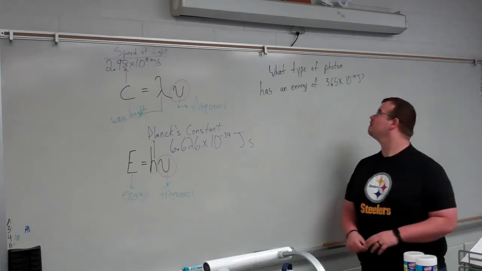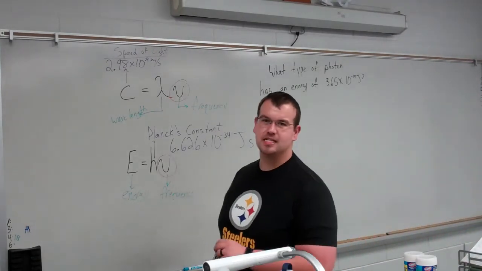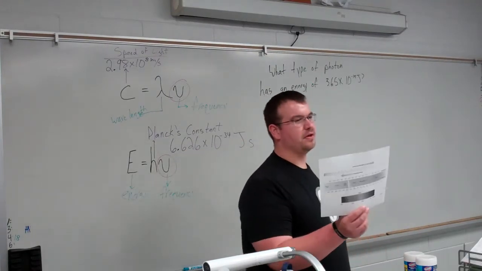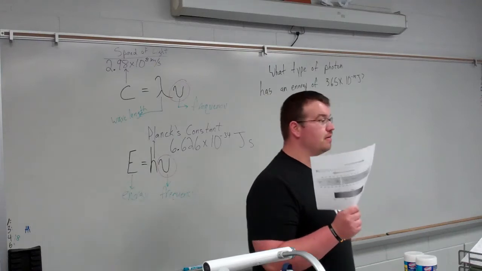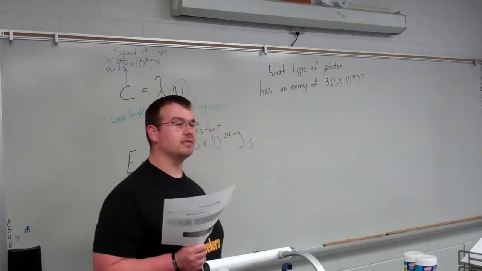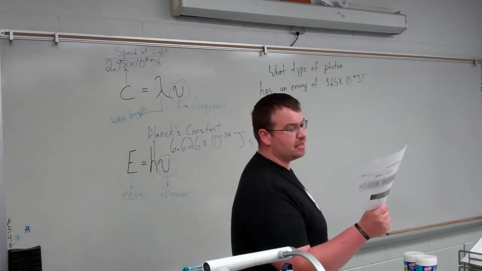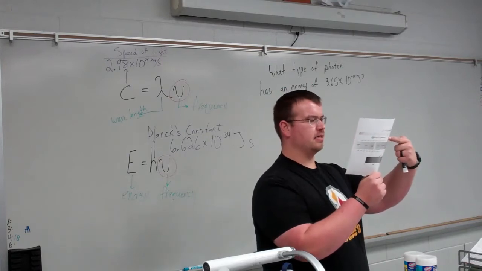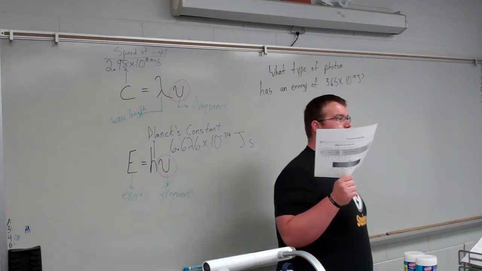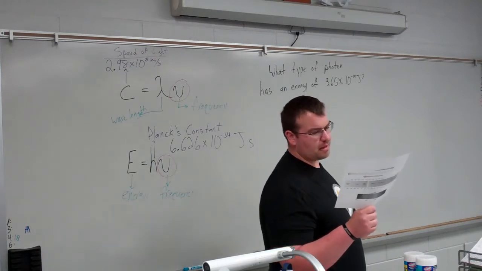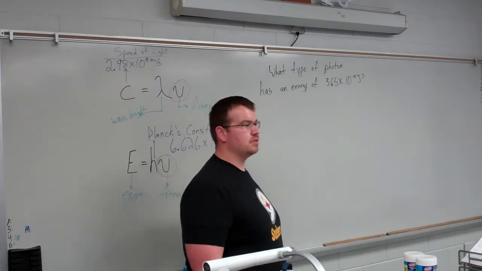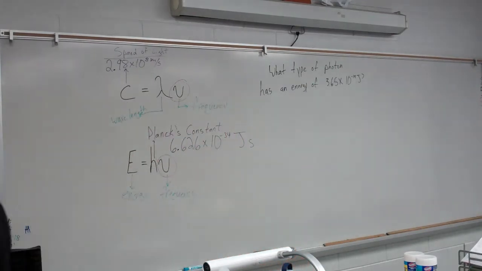Photon has the energy of 3.65 times 10 to the negative 19 joules. Now, I'm giving you this for a reason. You're going to have to use this. So in this, you have a choice. Every time I'm doing this, I'm going to go for wavelength, because wavelength is a whole lot easier to read. If I can get it in meters, it's a whole lot easier for me to deal with. You can use frequency, but I like to use meters.